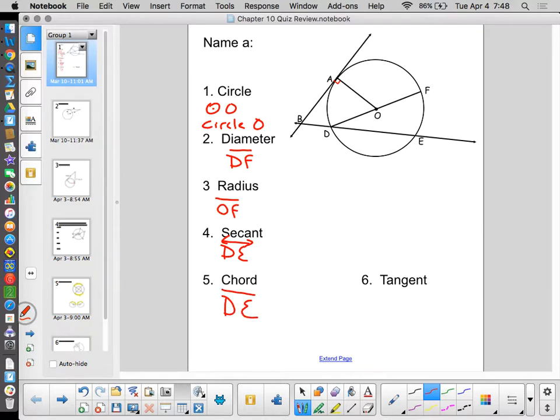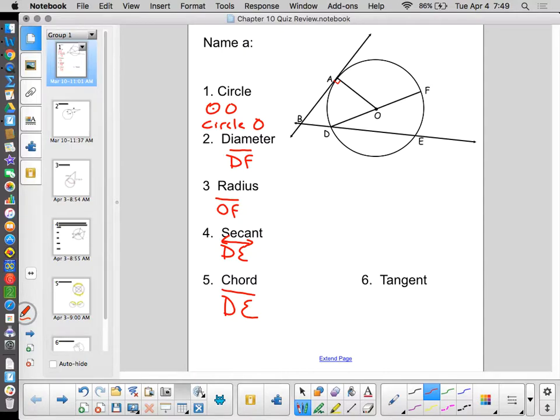Yep. See, one of them has endpoints. The other one does not. I could also do DF. DF is technically a chord. This diameter is the longest chord of the circle. A chord just has to have both endpoints on the circle and be a segment.